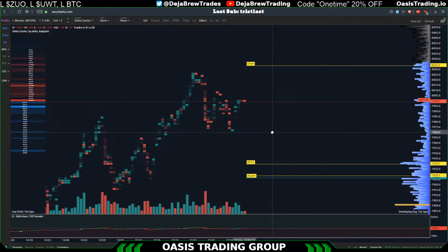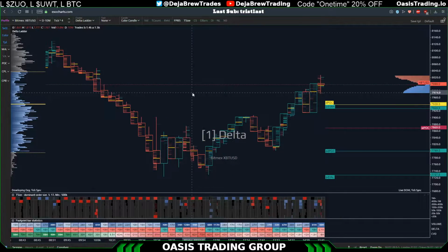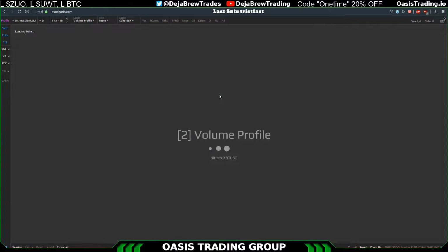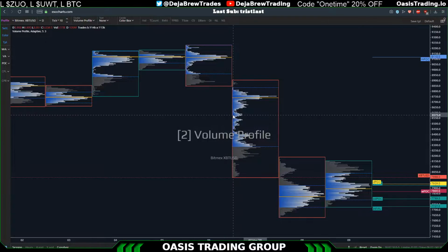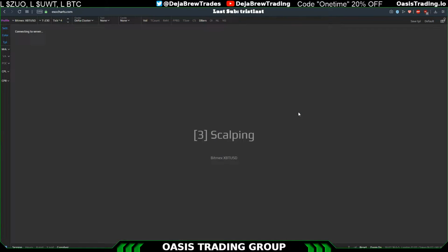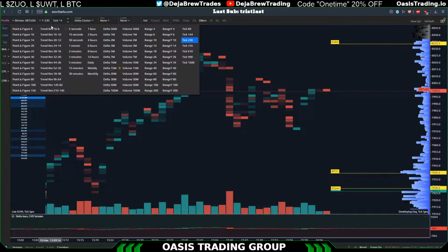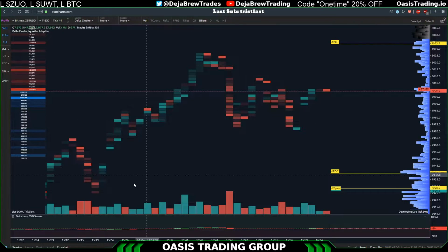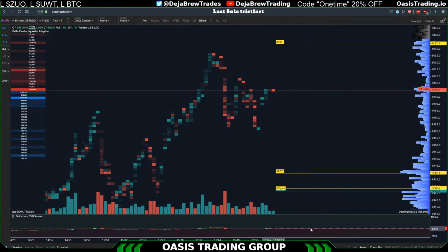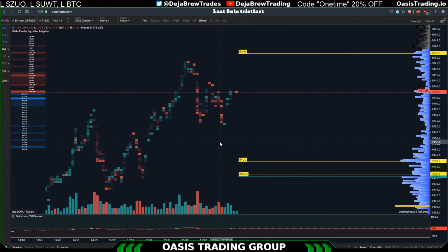In the first part, we went over how I use Delta on EXOCharts and also how I use the volume profile on EXOCharts. So in this part of the walkthrough, it's going to be pretty short, but I'm going to go over how I use the tick chart. I'm using tick 230 for my scalping. And hopefully we can get some live examples here on the video as well.